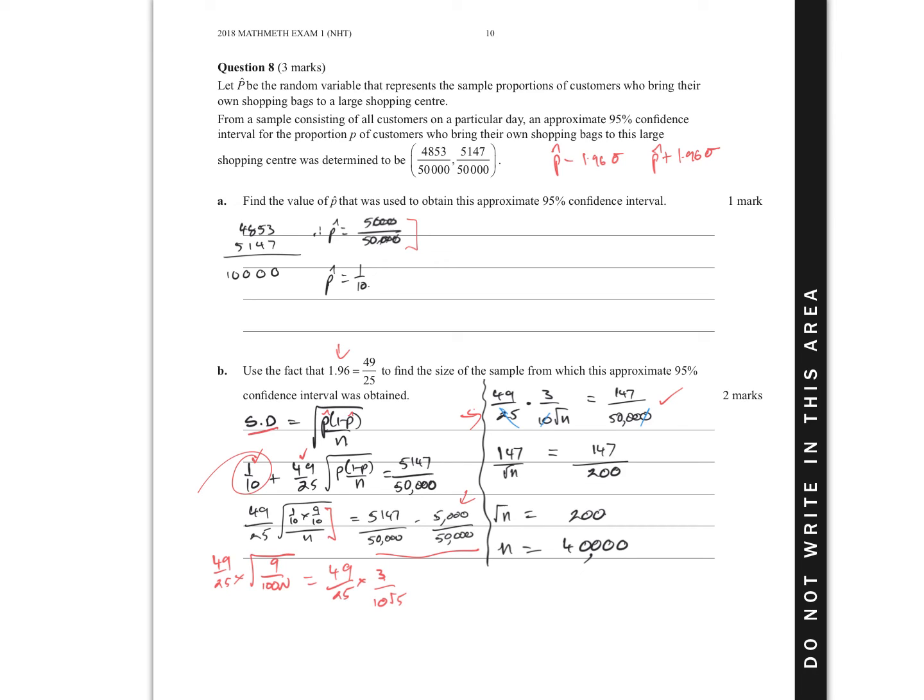So what does that mean? It means you can see straight away 349 is a 147, we've got a 147, so the square root of n is equal to 200. So n has to equal 40,000. It's just getting used to the terminology with that sampling proportion.